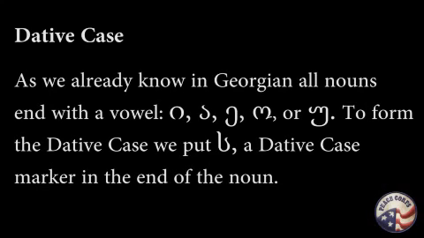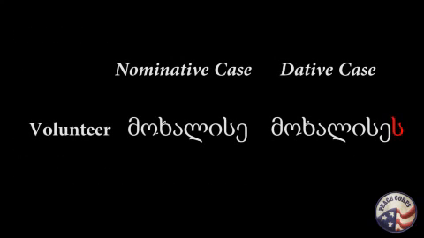Now let's learn the dative case. As we already know, in Georgian all nouns end with a vowel: I, a, e, o, or u. To form the dative case, we put s, a dative case marker, in the end of the noun. Let's take an example.